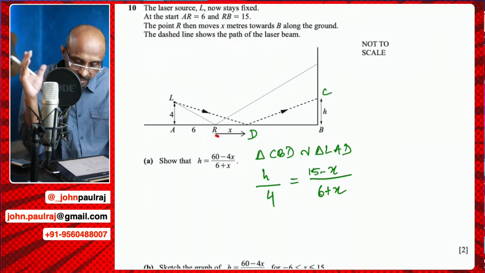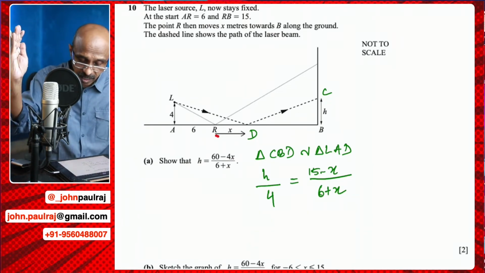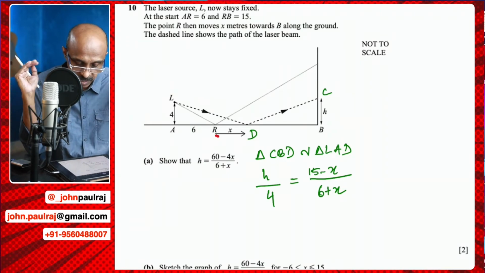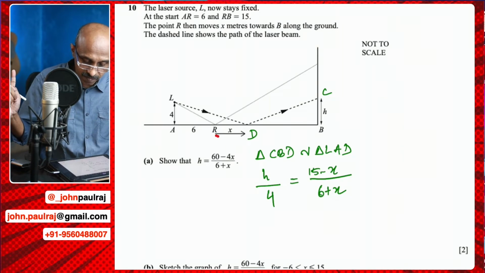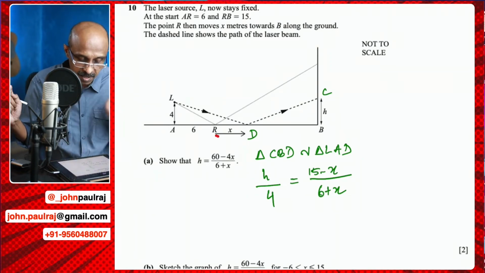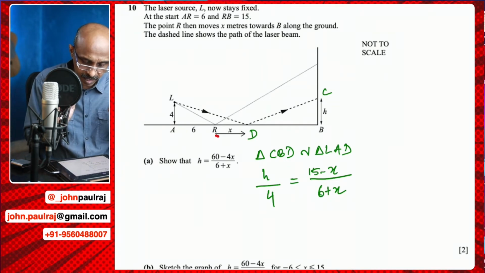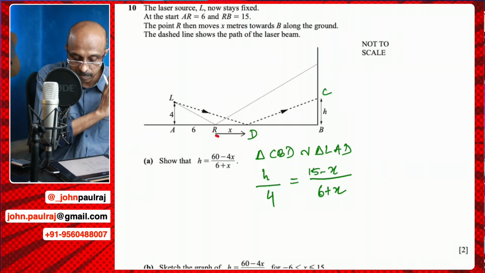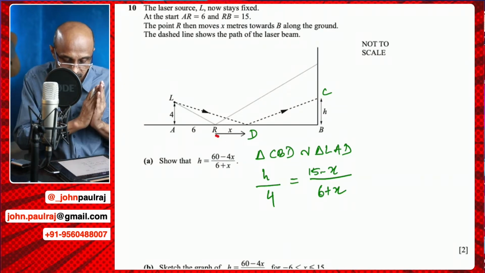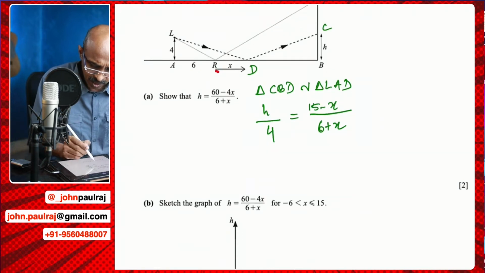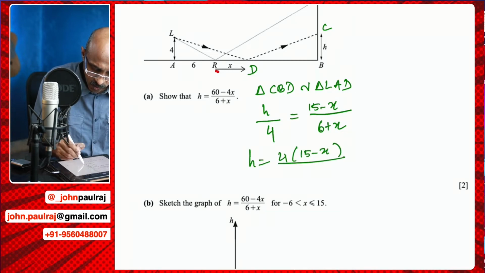Clear? So again, the idea of similar triangles, the ratio of corresponding sides, the height H to 4, the smaller triangle's height is 4. The base of the larger triangle, which was initially 15, has now become 15 minus X, reducing by X, because the point R is moved up by X. And because it's moved up, the base of the smaller triangle, which was 6, has now increased to 6 plus X. Clear? And now I think it's just about a little bit of algebra. Just multiply the numerator by 4. So H will be equal to 4 times 15 minus X over 6 plus X. And that should be 60 minus 4X over 6 plus X, as required.